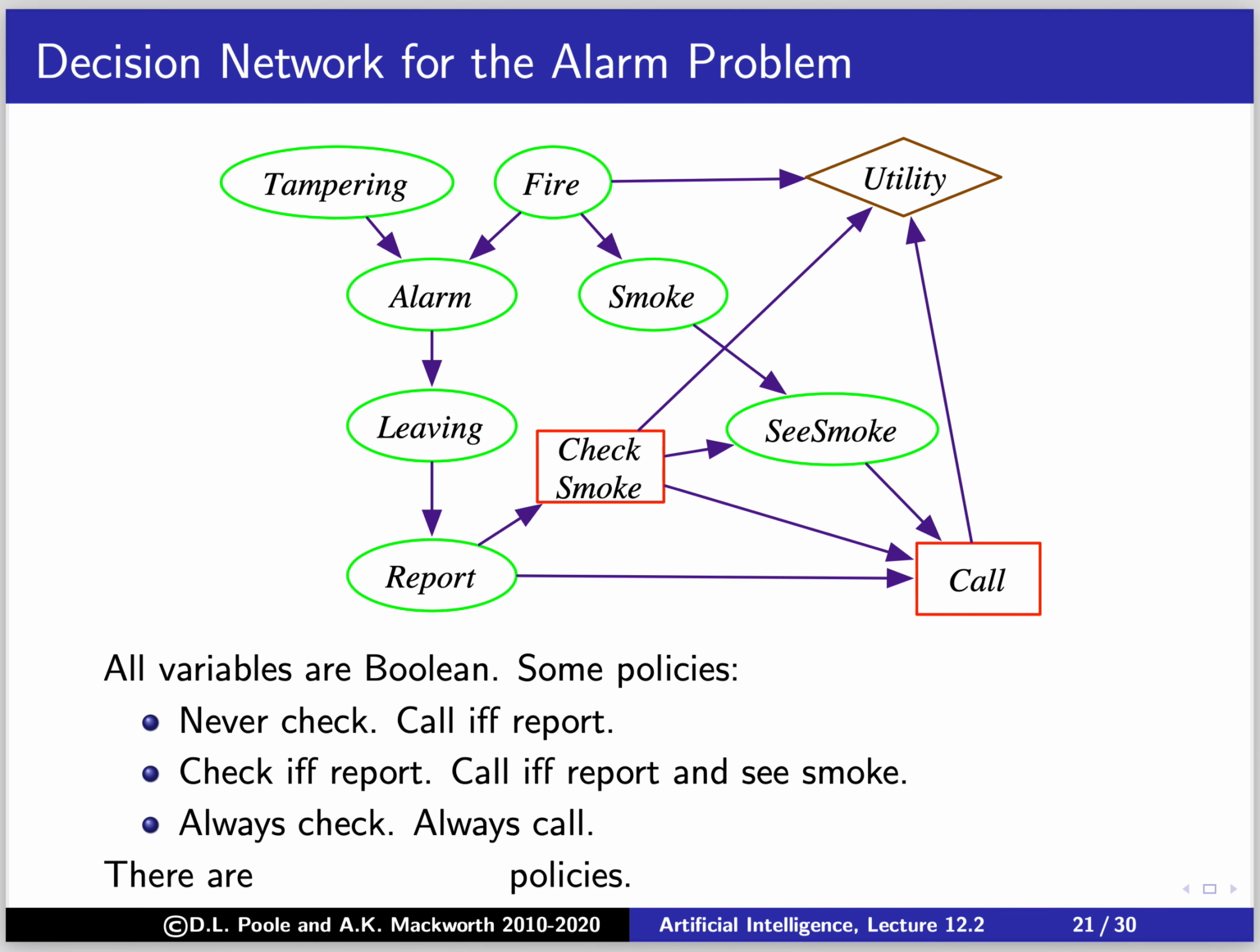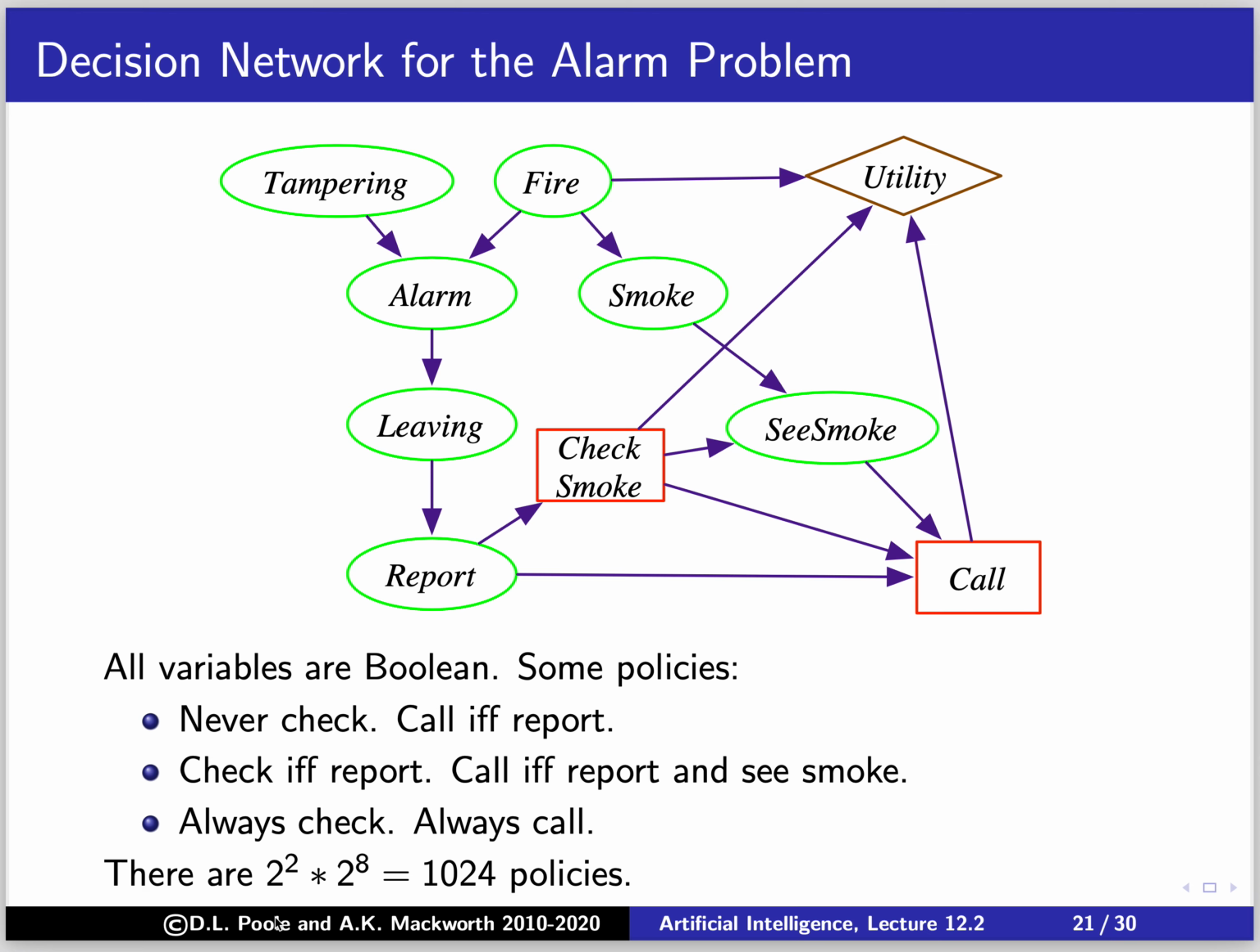So if you think about how many policies there are, for checking for smoke, there's 2 for when report is true and 2 for when report is false. So that's 2 times 2, which is 4. For call, there are 3 parents, so there are 8 different assignments, so there's 2 to the 8 different values. So it turns out there's 2 squared for check for smoke, and 2 to the 8 for call, so there's 1,024 policies.